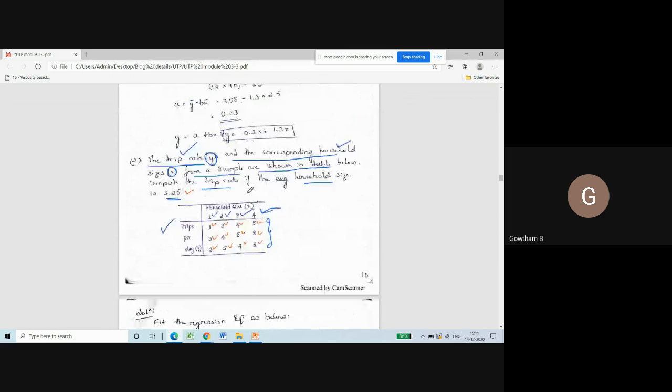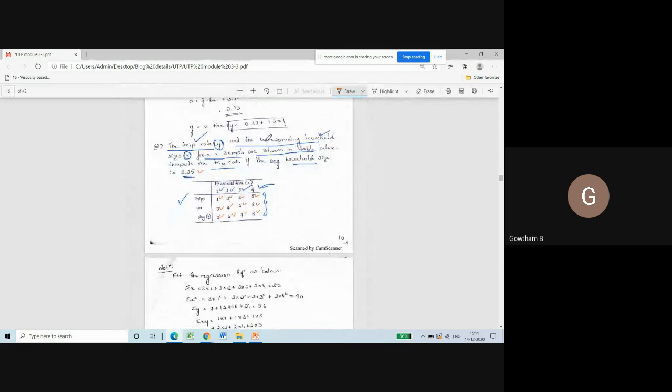Here these values will be the Y value. That means trips per day is the Y value, and household size stands for the X value. Now, we have the formula to find out how many trips are generated based on the household size using regression analysis.